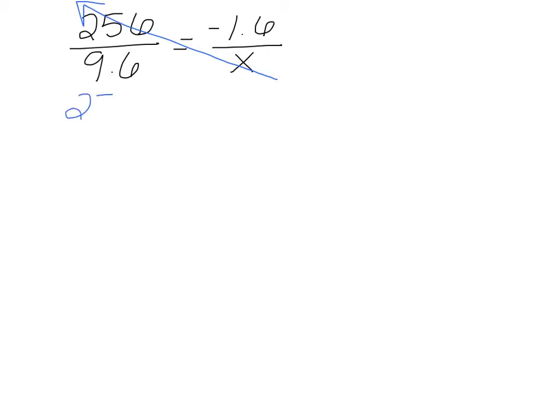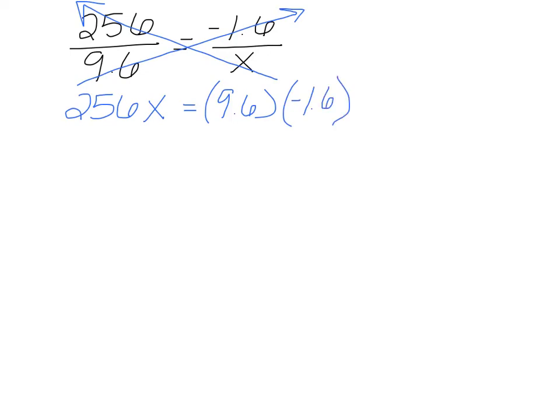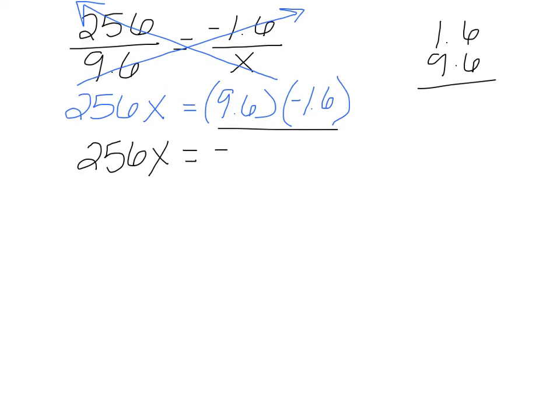256 times x is 256x is equal to, and I have to do 9.6 times a negative 1.6. So again, I'm going to write it just so I can see it, and then I'm going to come over to the side of my paper and I'm going to do the math. So the math says 1.6 times 9.6. One of them is negative and one of them is positive, which means my answer is going to be negative. And I can write this side already because I know what it is. I just need to solve this multiplication piece. But I know a positive times a negative gives me a negative. So my answer is going to come out negative.